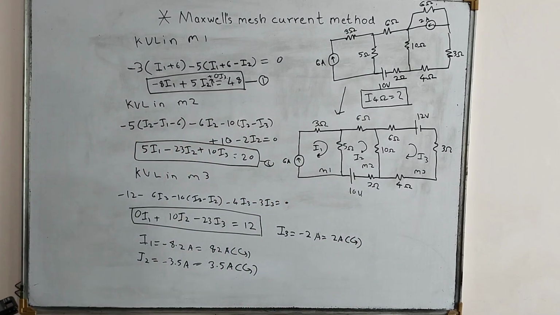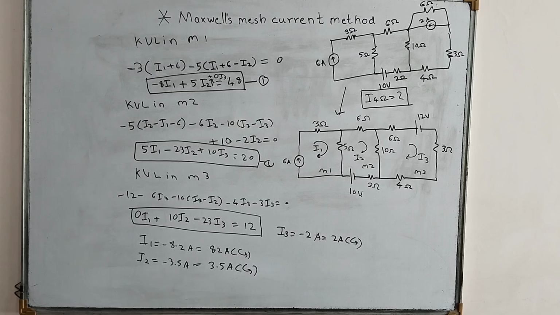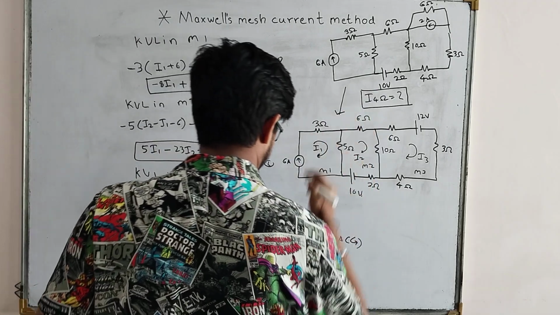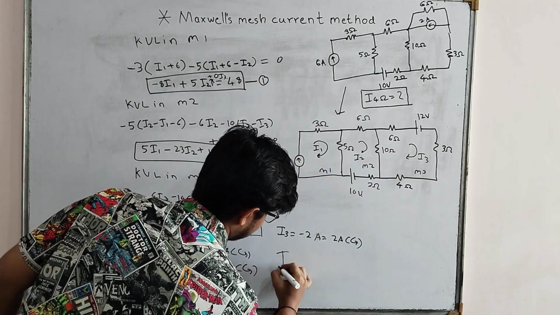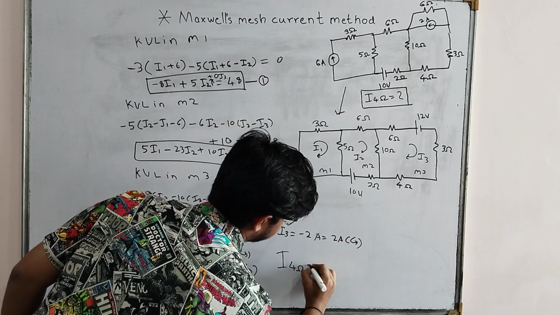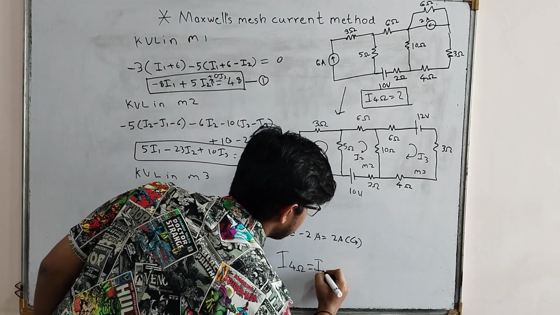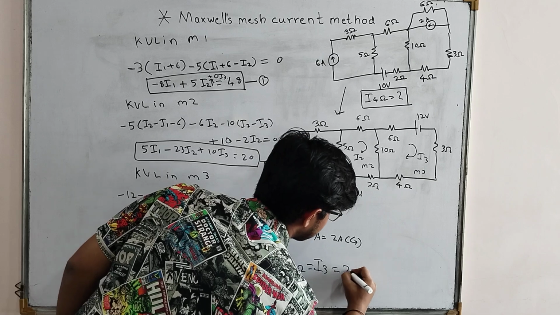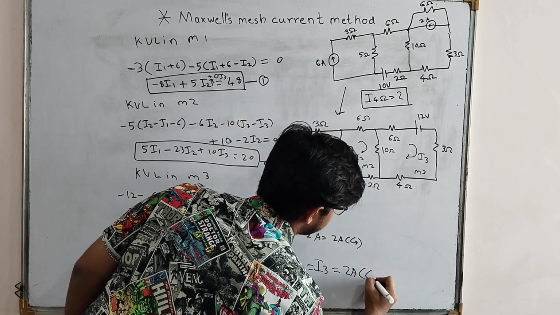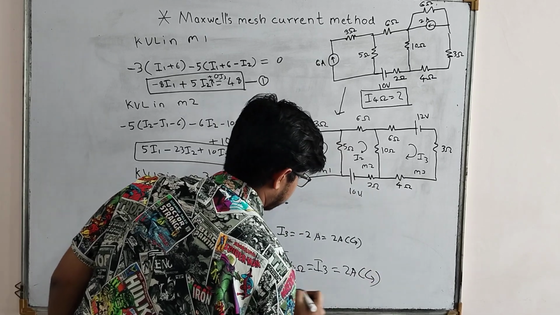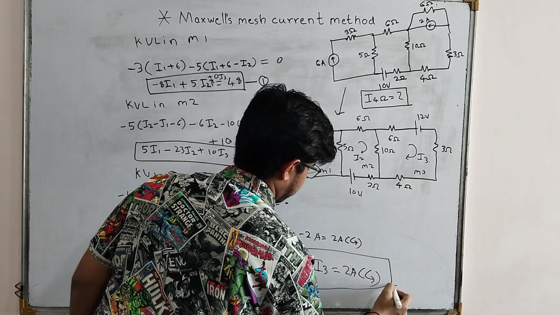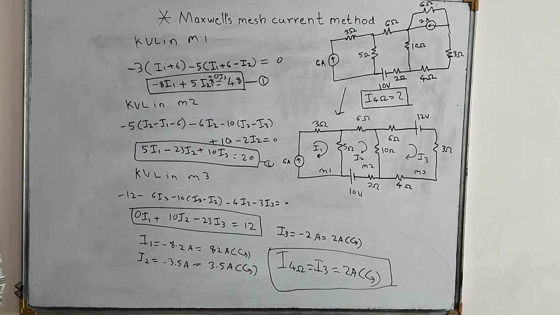Okay, so now what was my question? Okay, the question was current through 4 ohm. So I will write here I through 4 ohm is equal to, 4 ohm is here and I3 is flowing through 4 ohm. I3, which is equal to 2 amps flowing in anti-clockwise direction. Okay, this is my final answer.